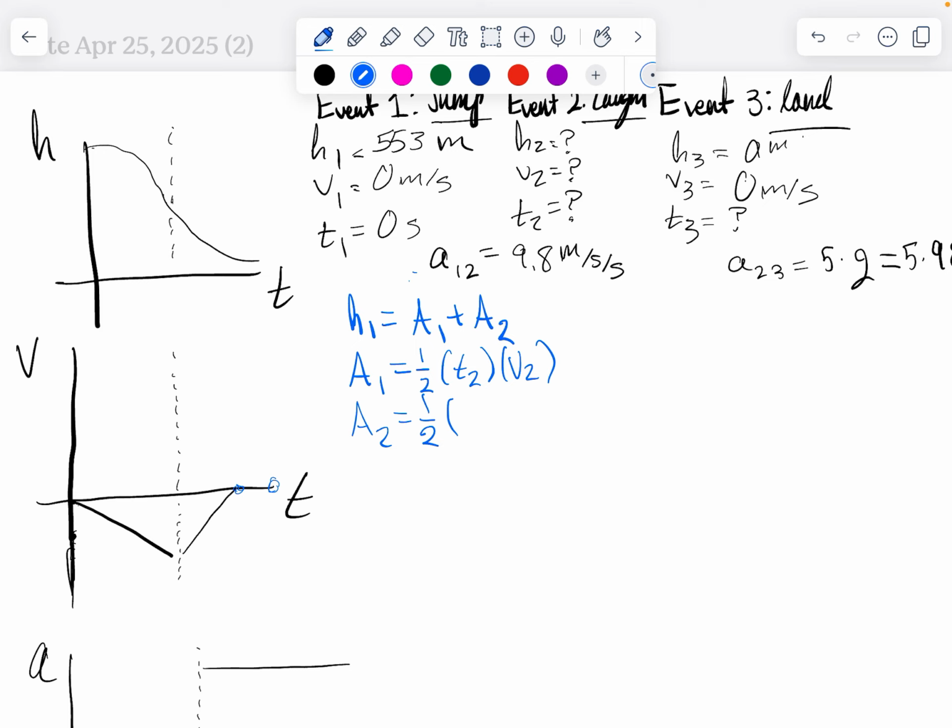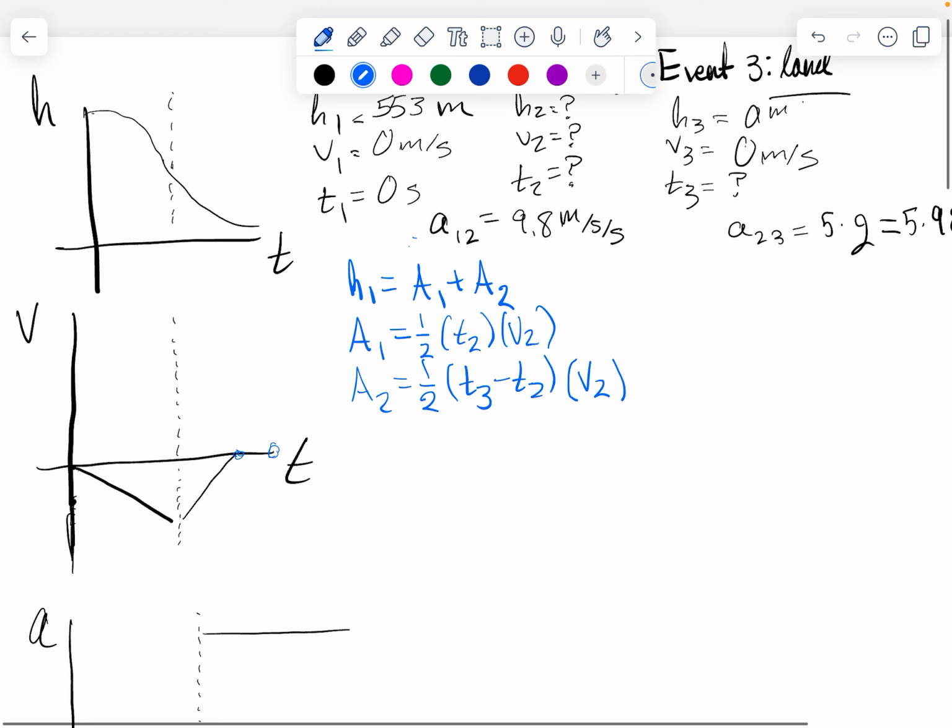It's going to be the full amount minus the first half in order to get the second half. Okay, and what would that be? Well, that full amount is going to be t3. All right, and then that first half is t2, so minus t2. And we're going to multiply by the same height, v2, as they share that point, that side. Cool, so we now have those.